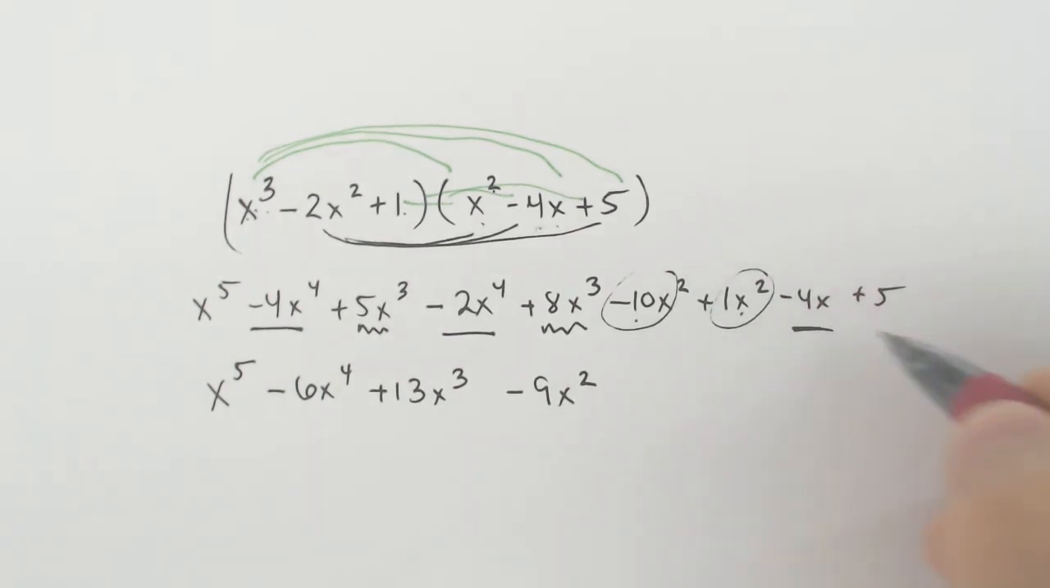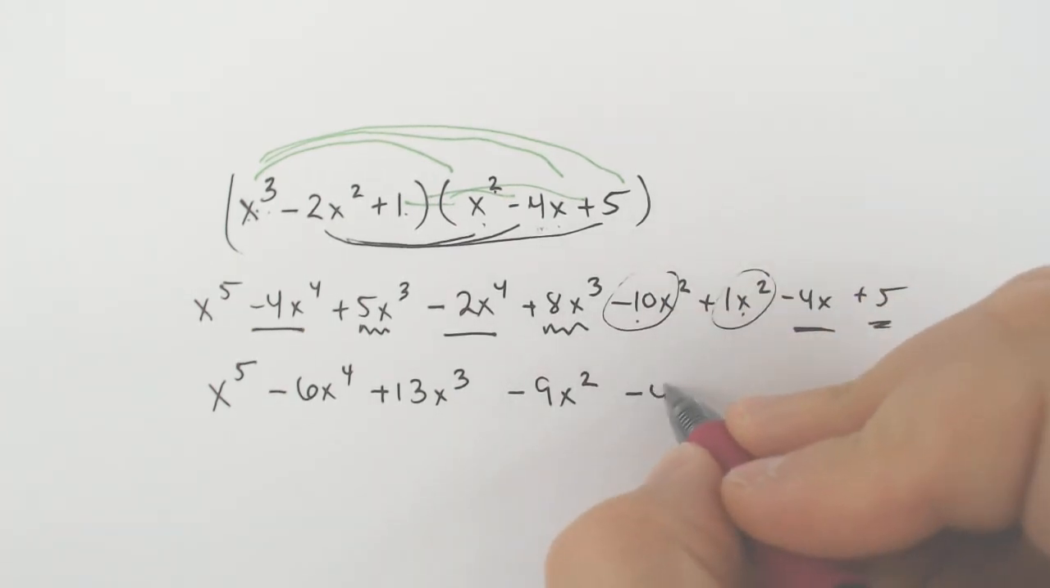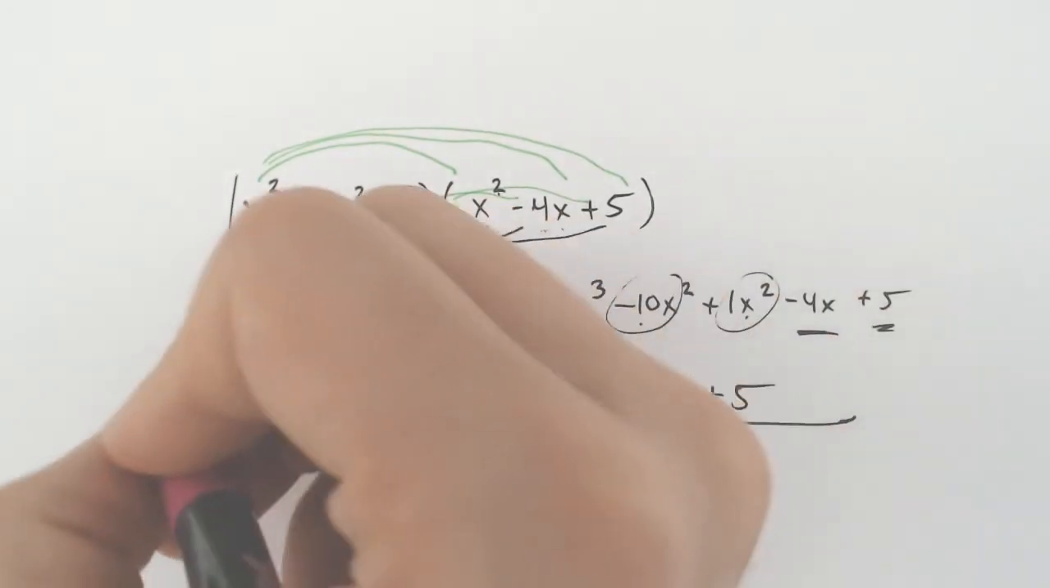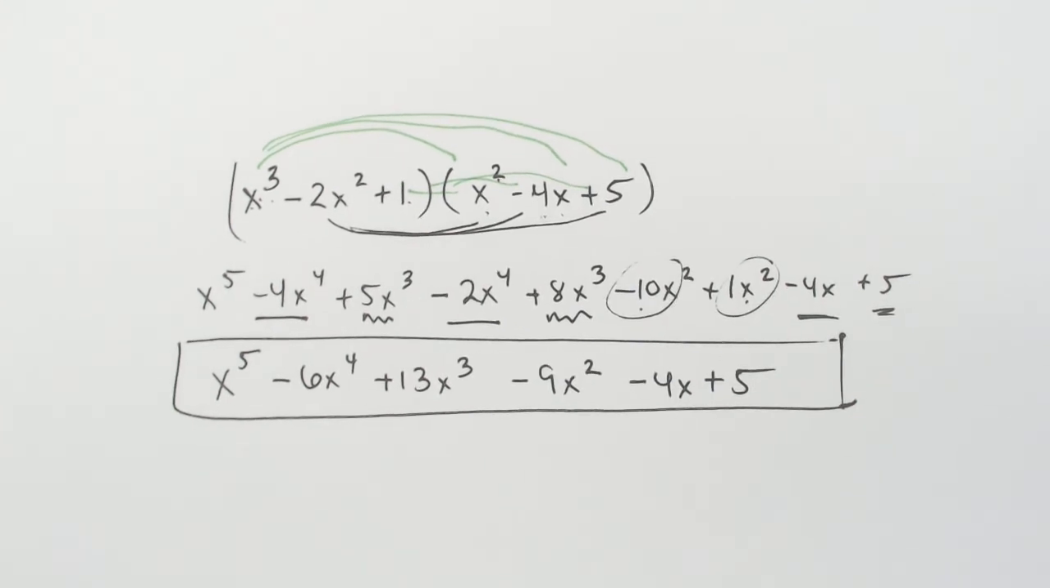And then you got your negative 4x, no other 4x's or 5x's or any x's for that matter, and no other regular boring numbers like the number 5. So we're going to just drop the negative 4x down and the 5 down and get this ginormous equation that looks like it belongs in a museum.